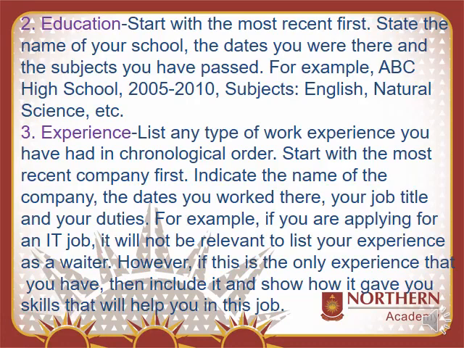And then thirdly, it's experience. You are going to list any type of work experience you have had, and you have to do so in chronological order. You start with the most recent company first. Indicate the name of the company, the dates you worked there, your job title, and your duties. For example, if you are applying for an IT job, it will not be relevant to list your experience as a waiter. However, if this is the only experience you have, then you can include it and show how it gave you skills that will help you in this job.